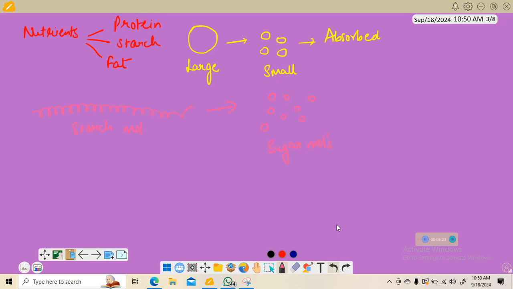Starch and fat are important nutrients, and these are made up of large molecules. We want food to be absorbed in the bloodstream, so first we need to convert it into smaller pieces, from complex to simpler form. When it is broken down into small molecules, they will get absorbed. This is a starch molecule, a big molecule. It will break down into sugar molecules so that absorption can take place.